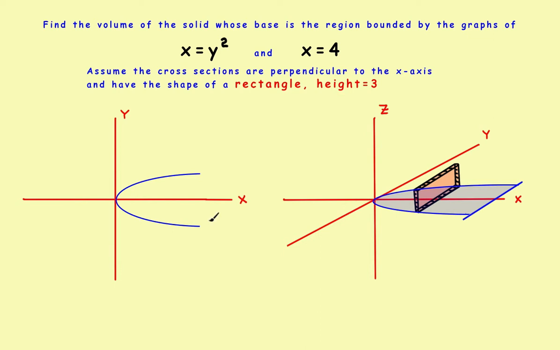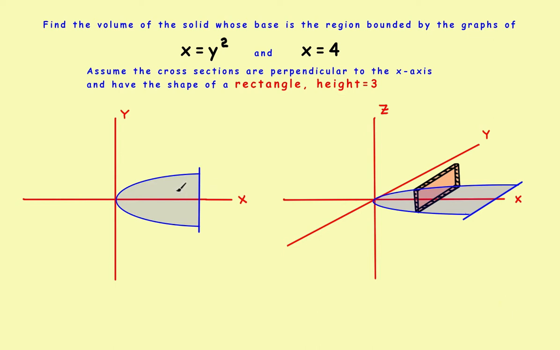Now at this point, it's an open parabola, so you want to find some way to close it to restrict it to a certain region, and that's what the second equation is for. The second equation says x is equal to 4, and that's just a straight line that goes perpendicular to the x-axis through x is equal to 4, and it would look like that. And now you've actually enclosed an area, and if you were to shade that area, it would look like this.